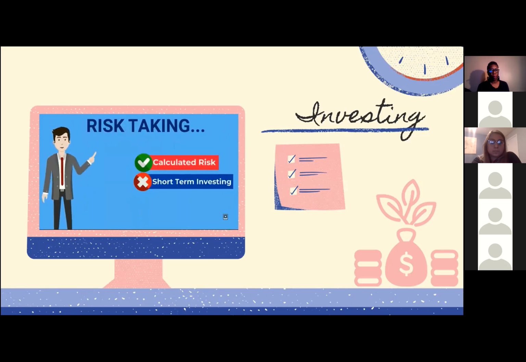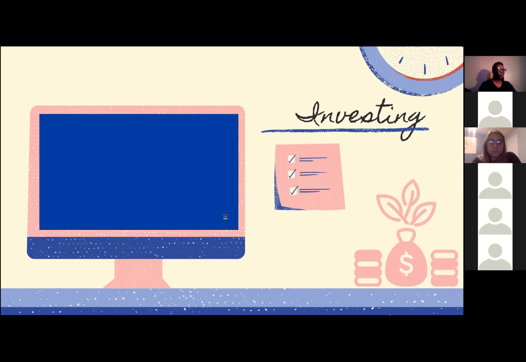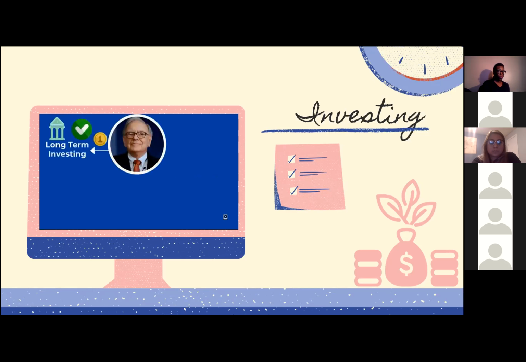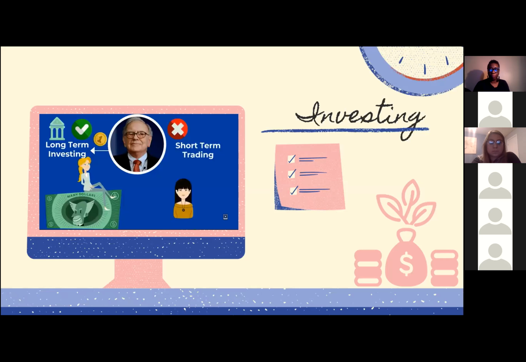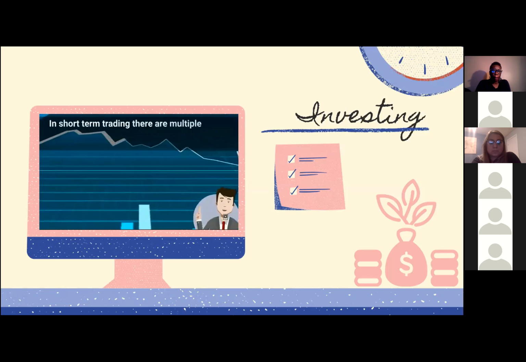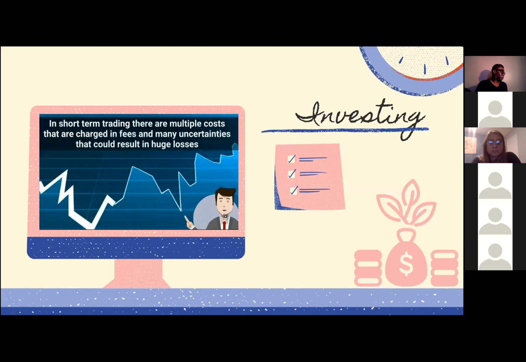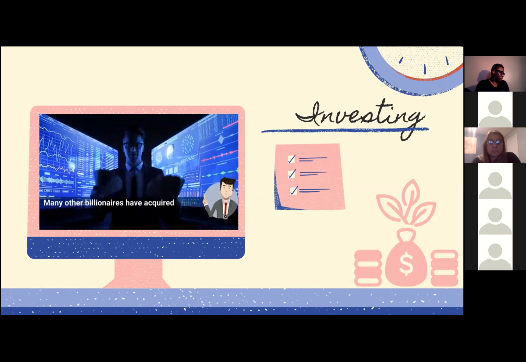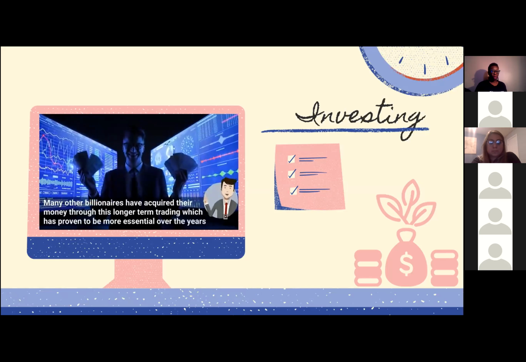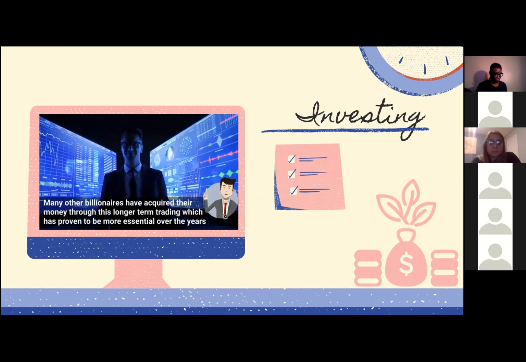Avoid short-term investing, as it is highly risky. Look for long-term investment options with secure returns to minimize on risks. Warren Buffett has built his wealth through long-term investing, as opposed to short-term trading. Well, some people have hit the jackpot through speculation, but an even larger number of people have lost money in the same way. In short-term trading, there are multiple costs that are charged in fees and many uncertainties that could result in huge losses. Many other billionaires have acquired their money through this longer-term trading, which has proven to be more essential over the years.